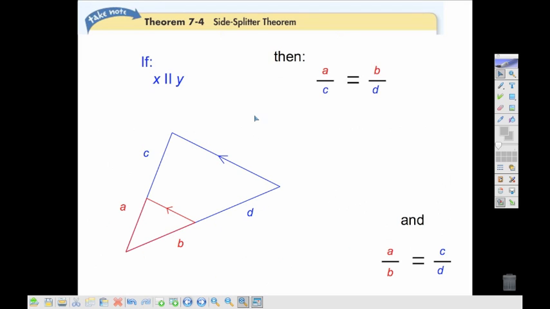So looking first at 7.4, this book calls it the Sidesplitter Theorem because we're splitting a side in half. Then what we look at is when we have parallel lines, the triangle is going to be divided into proportional parts, or at least the side of the triangle. So we can match this up by thinking the parts on one side, maybe A over C, would be equal to B over D. We could also think about it as a part on this side, so like A, with its matching part on the other side, B, C over D.